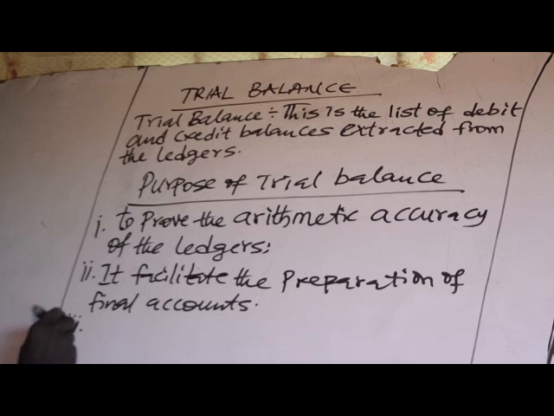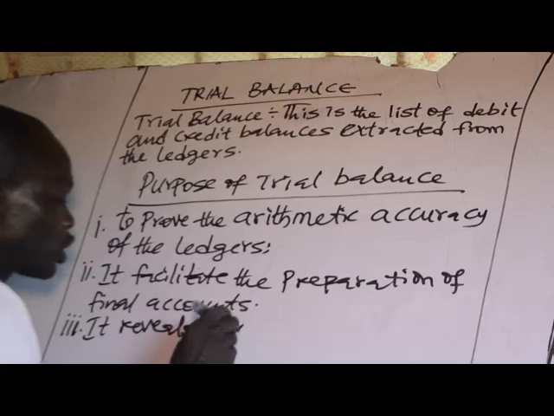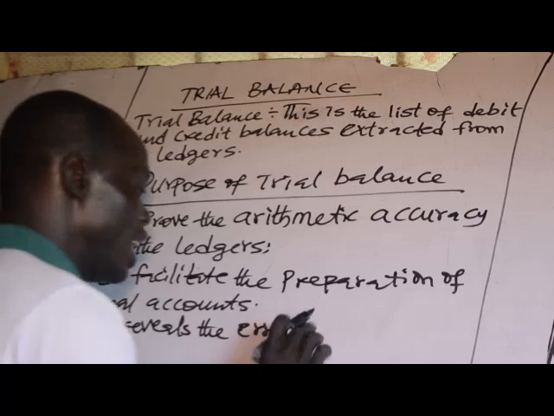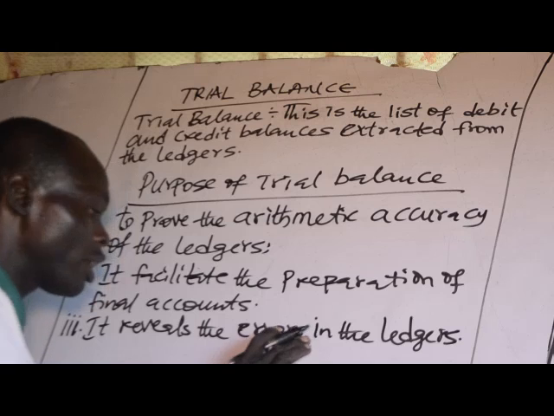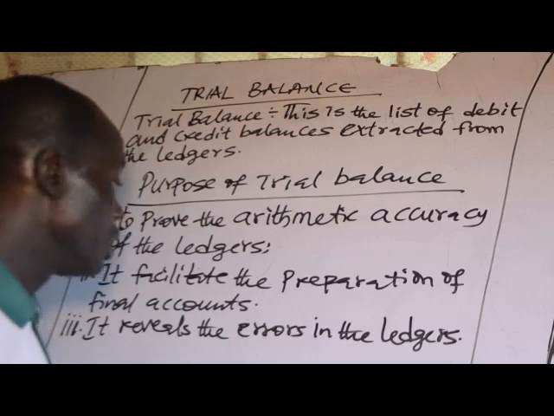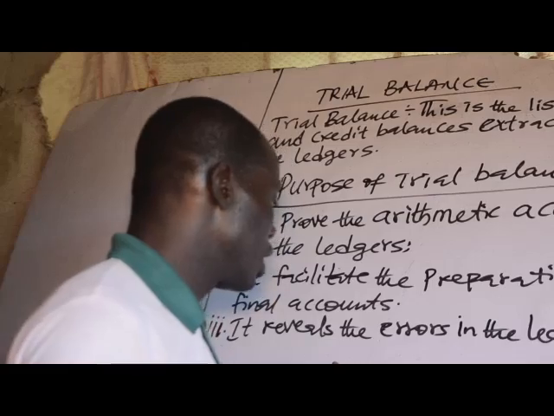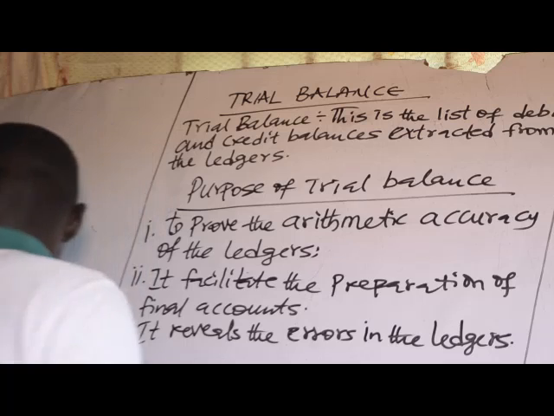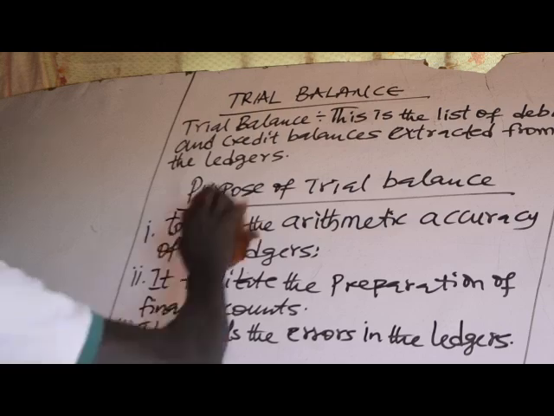Three, it reveals the errors in the ledgers. That is, it shows where the postings are not in line with the double entry. Those errors that affect the agreement of the trial balance, the difference will be disclosed in the trial balance. So these are the reasons for extracting a trial balance.